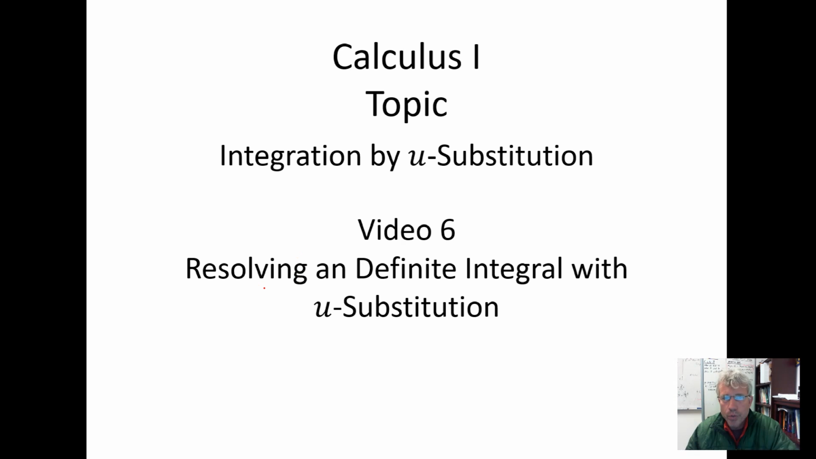So in this video we're going to show an example of resolving a definite integral using u-substitution by changing the bounds of integration. So here we have the integral from 0 to 3 of sine squared of pi over 6x times cosine of pi over 6x.